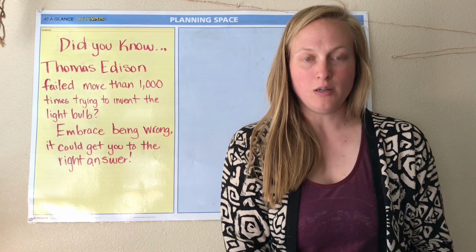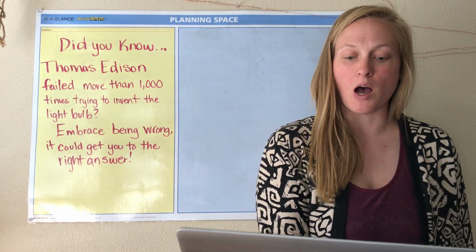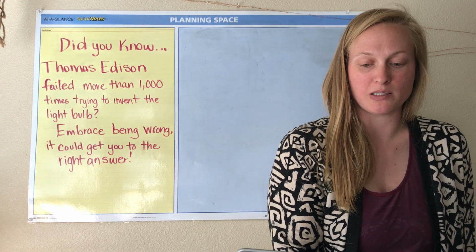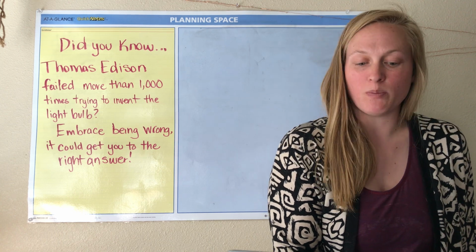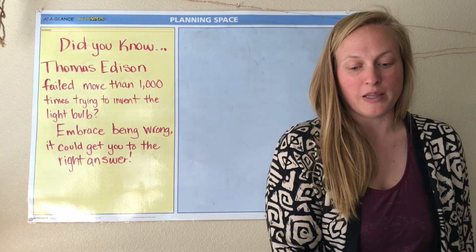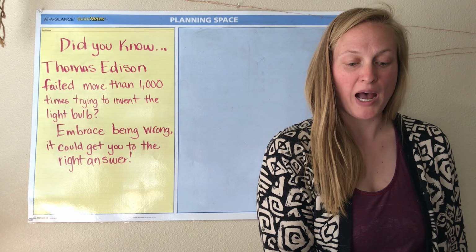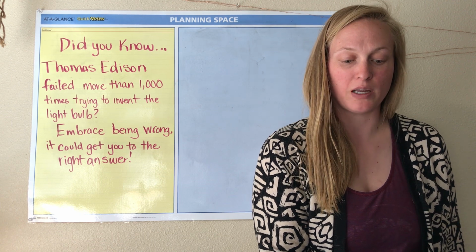Okay, the do now is Max walks 6 blocks from his house to the bus stop. He rode the bus 20 blocks to the post office. Later, he came home the same way. How many blocks did Max travel in all?